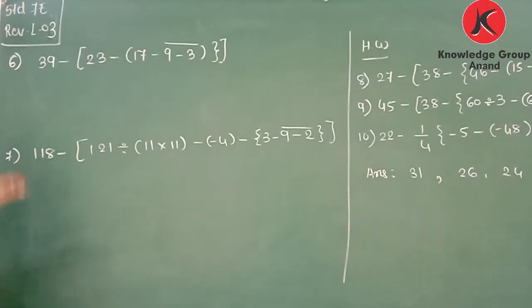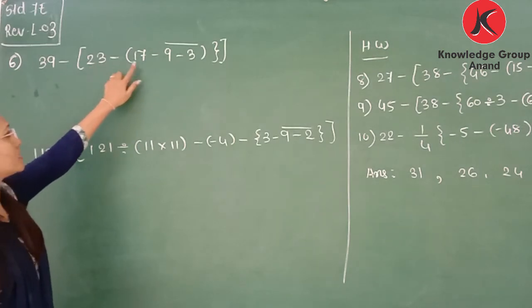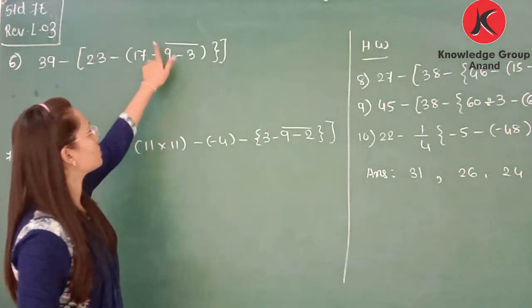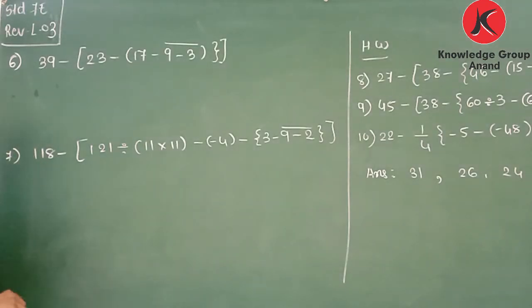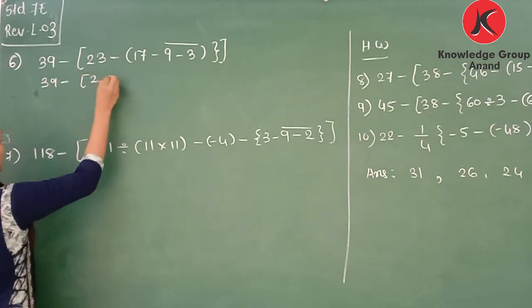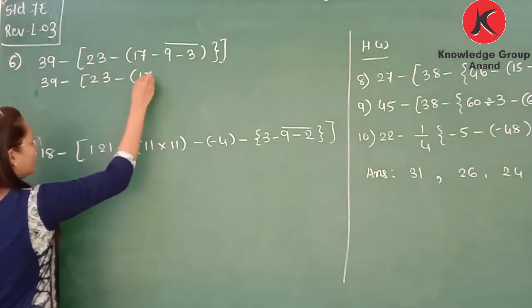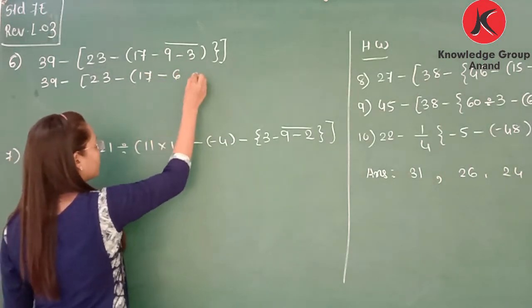Now let's solve example 6, that is 39 minus, inside the bracket, 24 minus 17 minus 9 minus 3 bar is given. All three brackets are open. So first of all, I told you the bar is solved first. So 39 minus 23 minus 17, 9 minus 3 is 6, so it is minus 6.